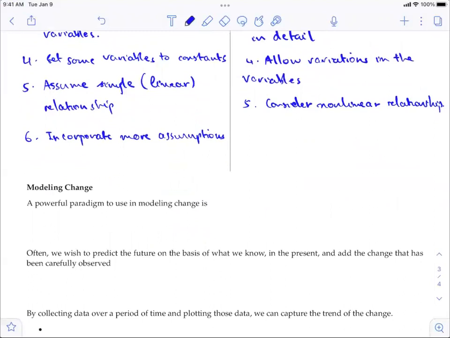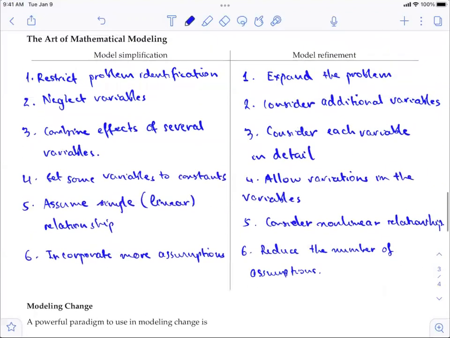And then to refine the model, you also need to reduce the number of assumptions that you're going to make for the model. These two processes go hand in hand, depending on the stage of your model building. At the beginning, you want to simplify the model. After you test the model against the real world data, you want to update, modify, or refine the model.